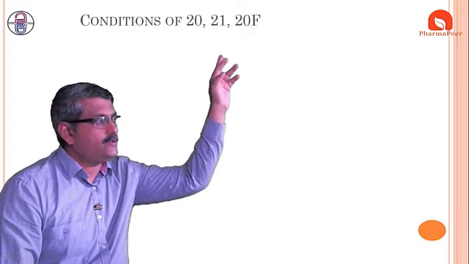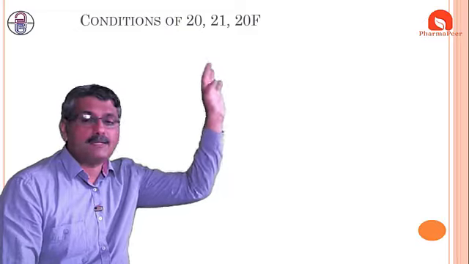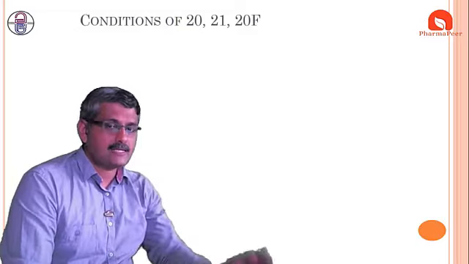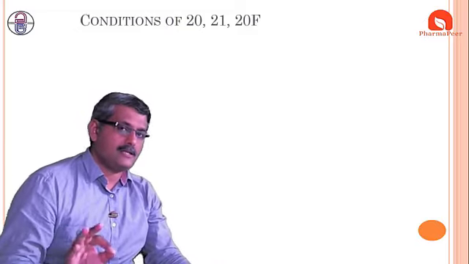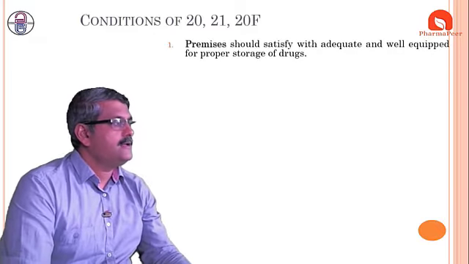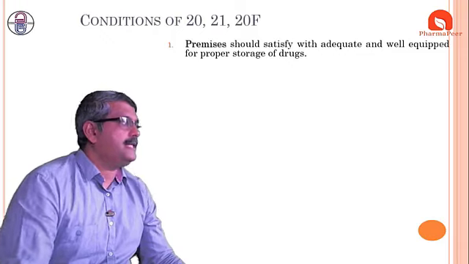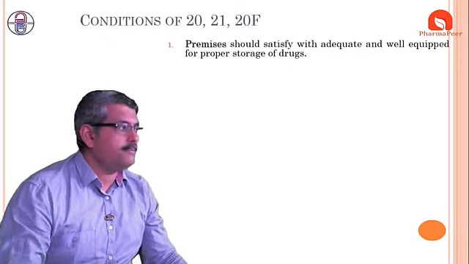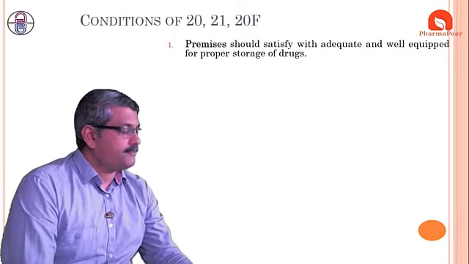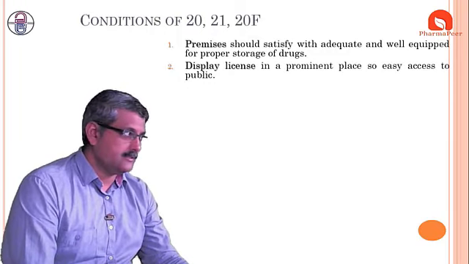This is for the 20, 21 or 20F or for the retailer. So let's see what these conditions are. There are a few common conditions that need to be mentioned. What are they? First thing is a common one, that is the premises. Premises should be adequate and well equipped for the proper storage of the drugs.